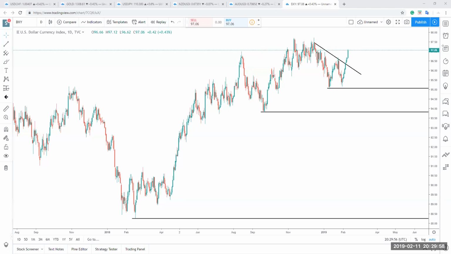Yeah, I wouldn't be surprised if price came into here. Sorry about that. I want to see price reject here and then fall lower. I'm looking for lower prices. So this will be an interesting one.